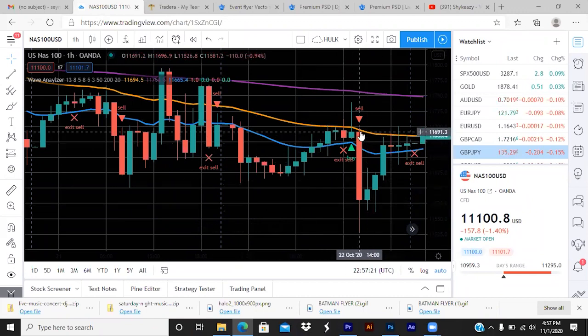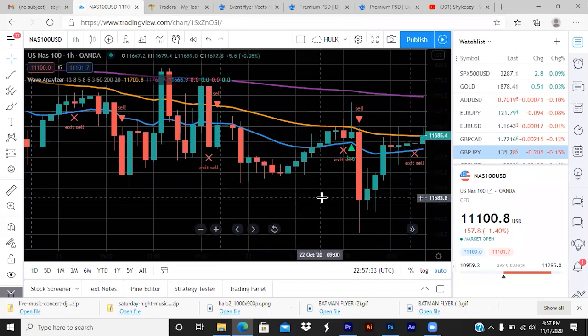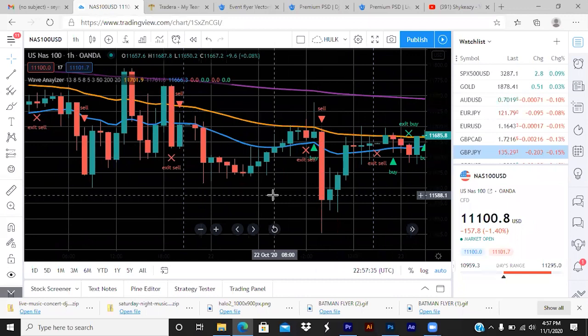A perfect example of a type 2. It came in, sell, and when it came down, boom, smash, take profit 1. So pretty much the lines are your take profits if you're trading in between the EMAs. The EMAs are your take profits.